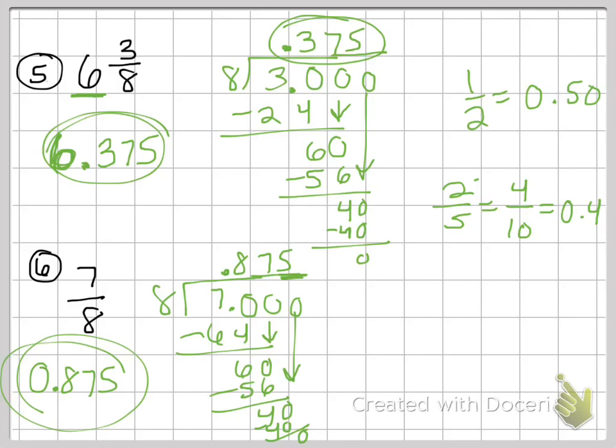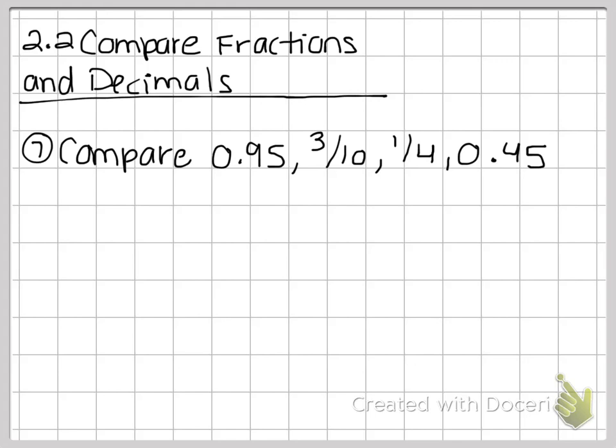Alright, ready for 2.2, which is comparing fractions and decimals. So here we have 4 values that we need to compare and put in order from least to greatest. We've got some mixture of decimals and fractions. I think the simplest way, and the one I feel most comfortable with, is changing a fraction to a decimal. That way I'm guaranteed to make sure that they're accurate and spot on, whether they're 1 digit or 2 digits or 3 digits behind the decimal. So I've got 3/10 and 1/4 I need to change into a decimal.